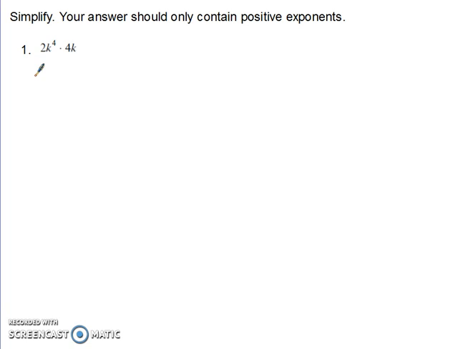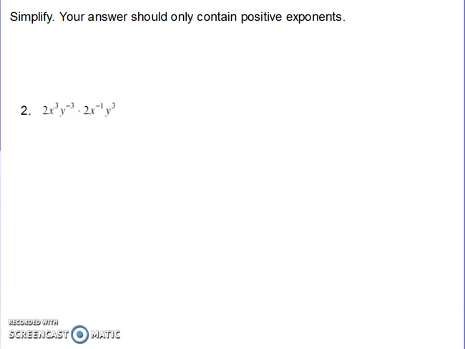First thing I'm noticing is that I have 2 k's multiplied with the same base. I'm going to reorganize everything so everything that's similar is next to each other. So when rewritten, we have a 2 times 4, which is an 8. And then we have a k to the fourth times a k to the first. And whenever you have the same base multiplied, you can add the exponents. And so we end up with 8k to the fifth power.